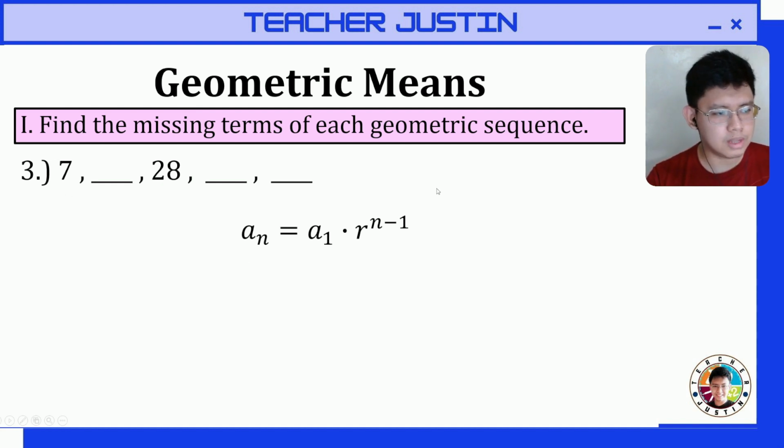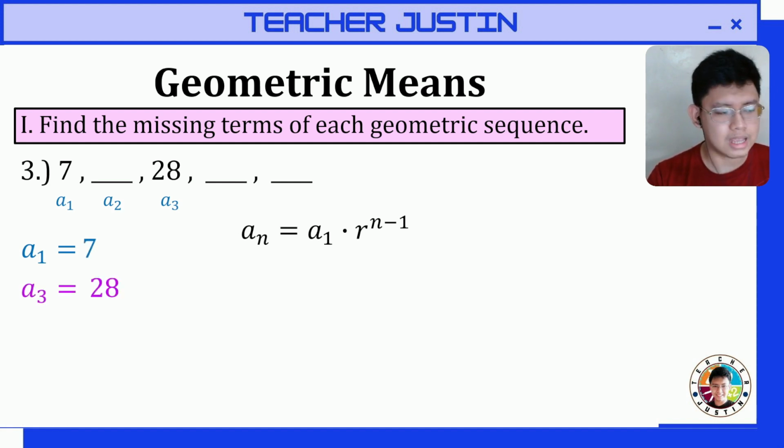So, dito sa sequence natin, we're given the first term. Ito yung second term, blank siya. Third term, fourth term, and so on. Pero hindi na natin isasama yung susunod na pattern. Kasi ang kailangan lang natin, meron tayong first term at meron tayong last term. So, yung first term natin is 7. Ang last term natin, which is the third term, we have 28.